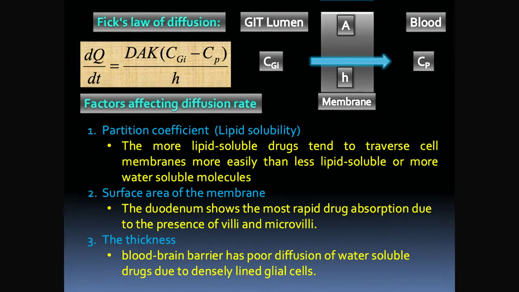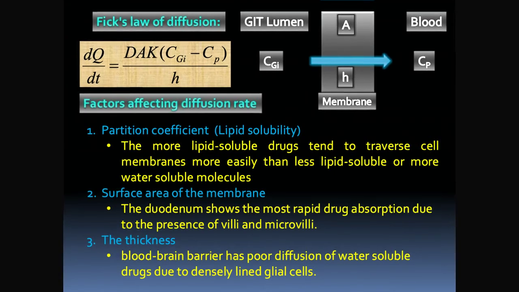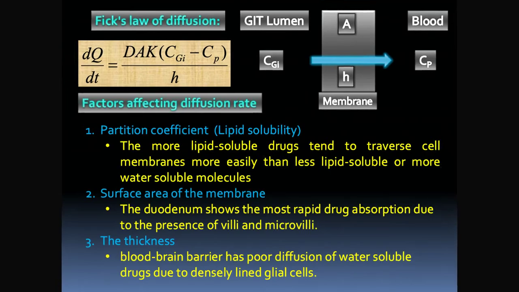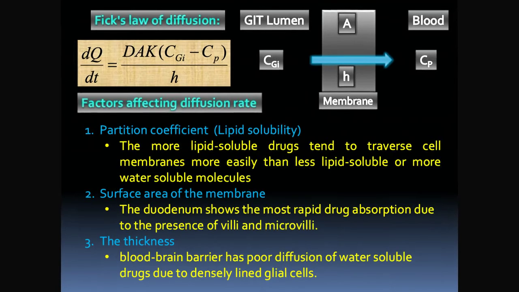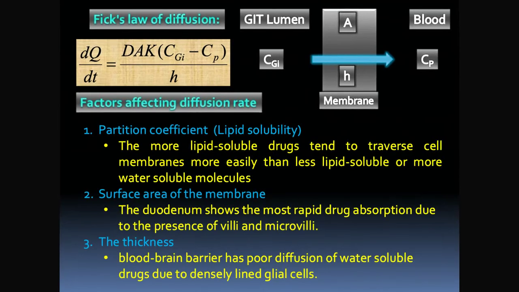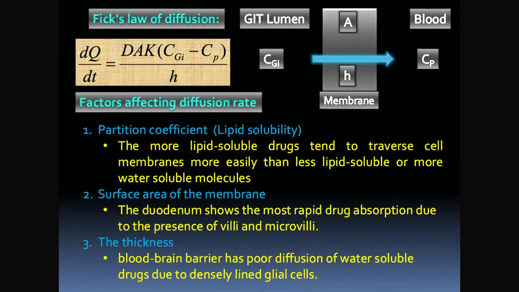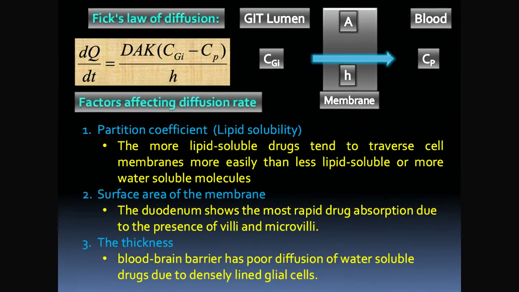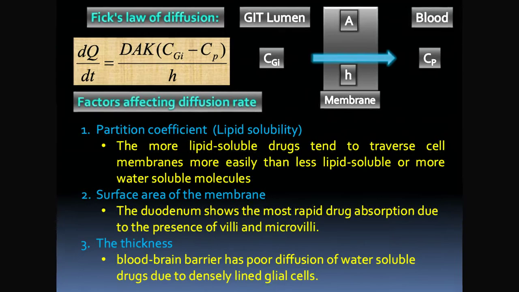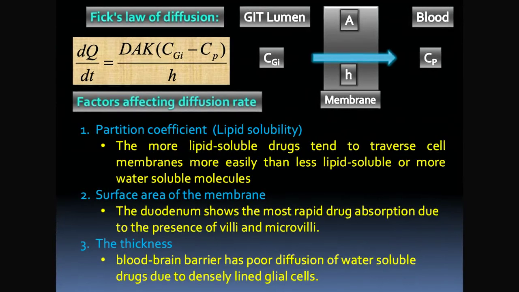Pay close attention to the denominator h, which represents membrane thickness, because this value is inversely proportional to the rate. Any increase in the physical distance a molecule must travel will fundamentally stifle its absorption velocity. By integrating these variables, we can mathematically predict why the high surface area of the duodenum facilitates rapid uptake, while the increased thickness of glial cells in the blood-brain barrier acts as a potent kinetic filter.